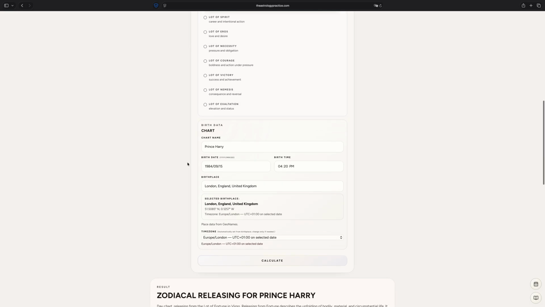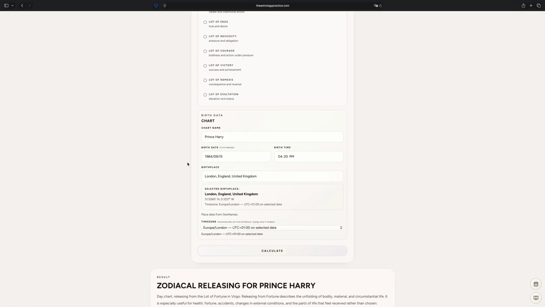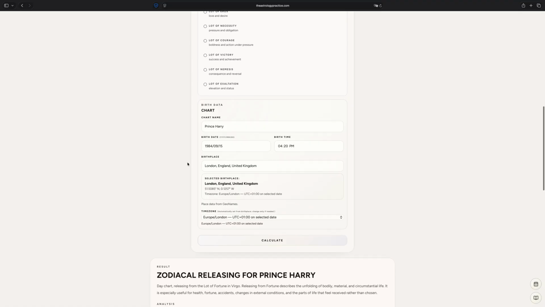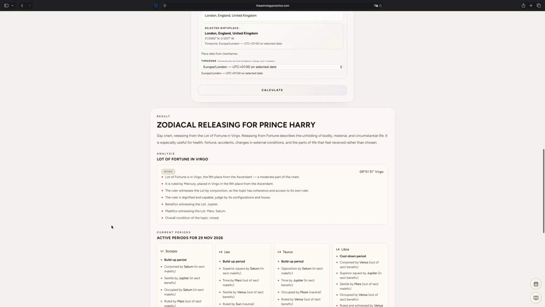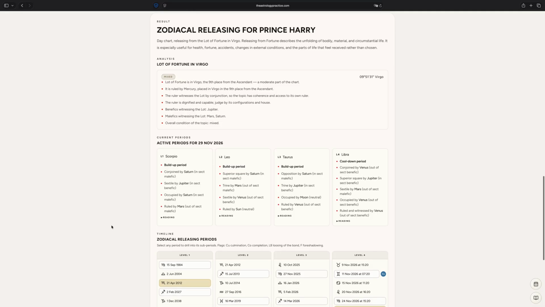Just to give an example, I'm going to release from the lot of fortune. I'm going to pick the lot of fortune as the starting point, and I'm going to continue to use Prince Harry as an example. I've used him before for annual perfections, so I'm just going to keep his chart. He's born September 15, 1984 at 4:20 p.m. in London. For the zodiacal releasing for Prince Harry from fortune, his lot of fortune is in Virgo.